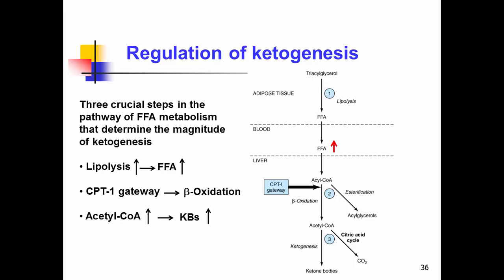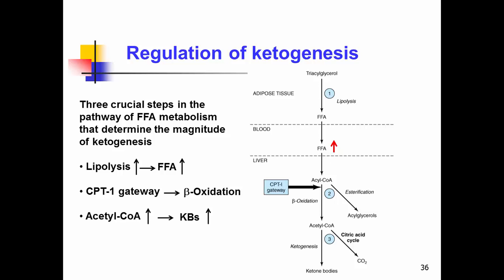lipolysis is increased, right, to break down triglyceride and release fatty acids. So this is the first step that can control ketogenesis. Fatty acids provide the substrate for ketogenesis, so the availability of fatty acids is most important. Any factors that regulate lipolysis, either increasing or decreasing it, can control the availability of fatty acids, and so can control ketogenesis. So this is the first key step that regulates ketogenesis.